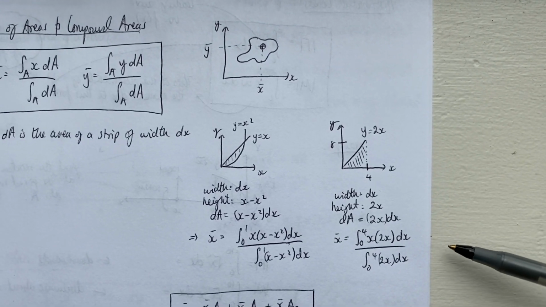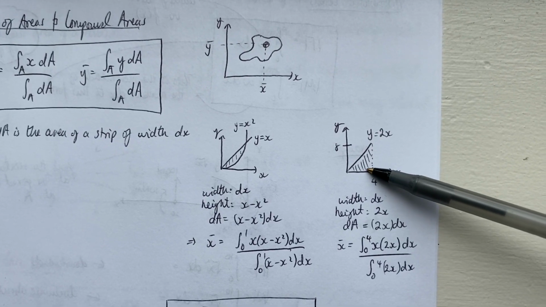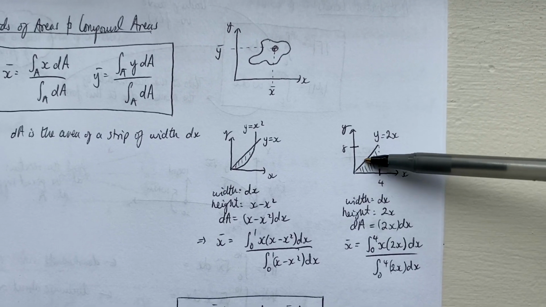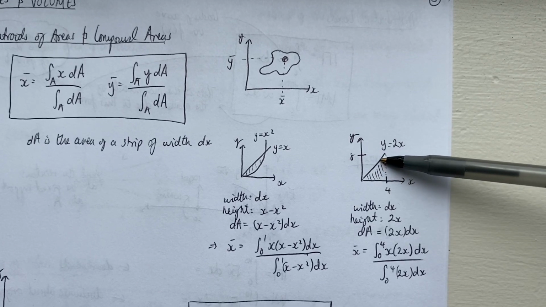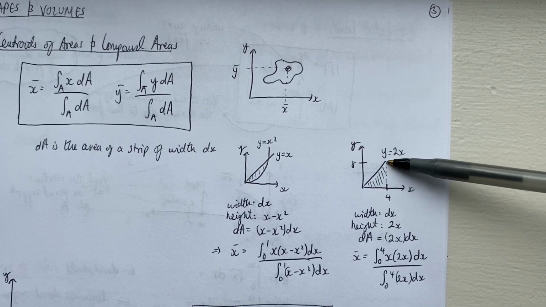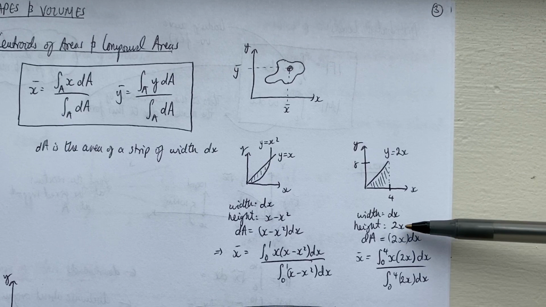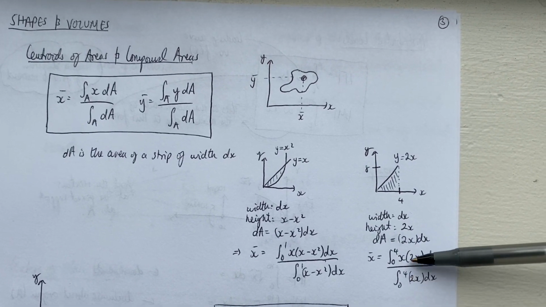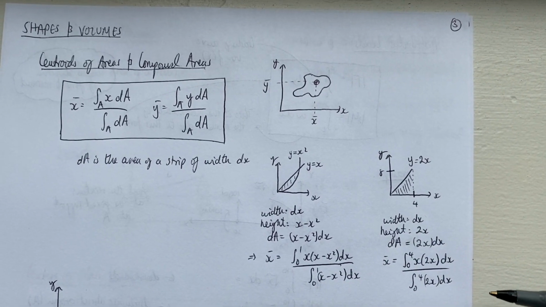Similarly to that, we did an example looking at finding the coordinate of the centroid of this triangle. So again, we split it up into little strips of width dx. The height of the triangle or the strips is given by the line defining the triangle, right, which is 2x. So then dA is just width times the height again, and then again we are plugging this into the equation for the centroid.